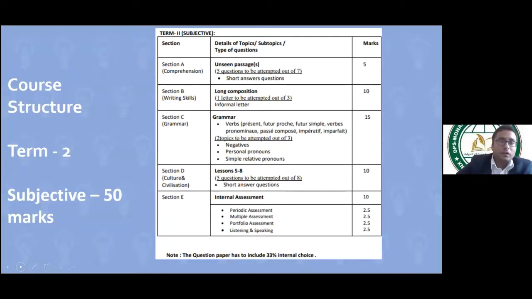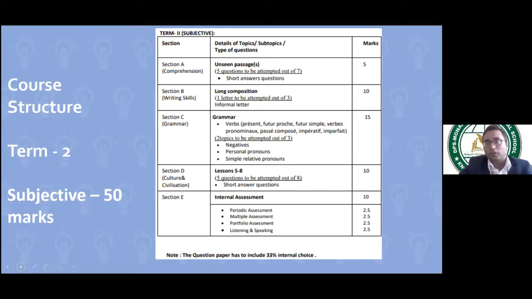So coming to term 2, you can leave MCQ questions behind. Now it will be all subjective. The paper will be of 40 marks. However, the marks will be out of 50, but it will be later scaled down to 40. Section A is of 5 marks. There would be an unseen passage. The students will get 7 questions, out of which they have to attempt any 5. The questions will be of short answer type.